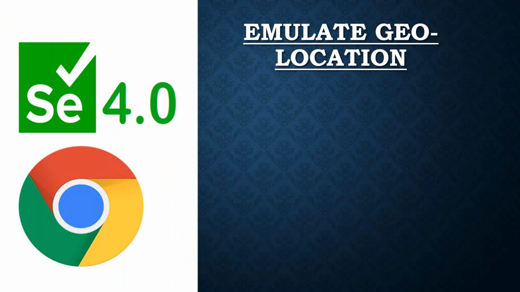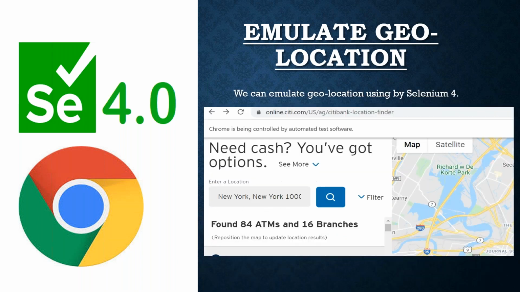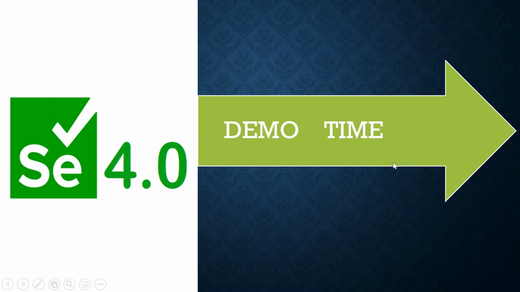In the next scenario, I am going to discuss how we can emulate geolocation. This is also a very important feature of Selenium 4. Here we can emulate the geolocation. So let me move forward. Here we can see, I'm opening a website. This is a Citibank website, and I'm in India, but still it is saying you are in New York. It is loading the New York geolocation. How can we handle this? Let me show you.